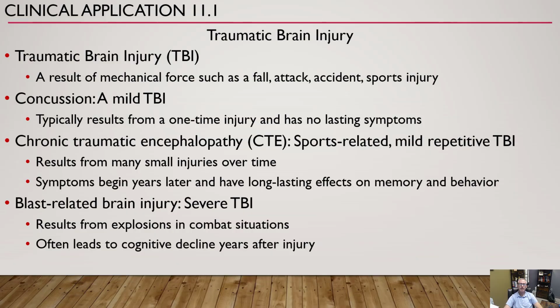All right, so traumatic brain injuries. We call those TBIs. Traumatic brain injuries are usually a result of falls, an attack, accidents, sports injuries. We have concussions. Concussions are a mild form of a traumatic brain injury. Typically, a concussion is a one-time injury, your brain gets bruised, and typically there are no long-lasting symptoms.